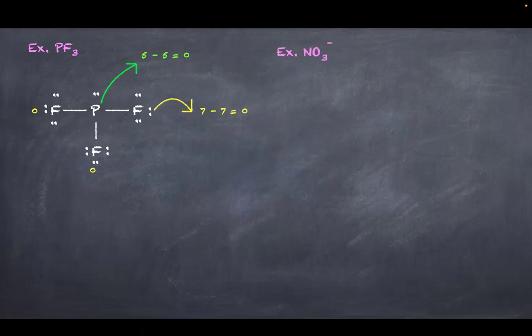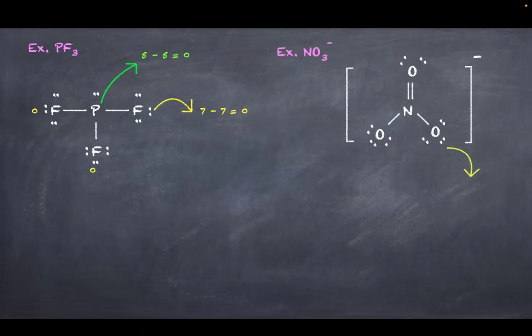Another example, NO3⁻. So we draw the Lewis structure. Oxygen, this one, belongs to group 6, so 6 minus, and then after bonding, there's 7 electrons around it, so 6 minus 7, which is minus 1. The left oxygen is exactly identical, so it's minus 1 as well. Looking at the oxygen at the top, it belongs to group 6, so 6 minus, and then it has 6 electrons around it, so its formal charge is 0.